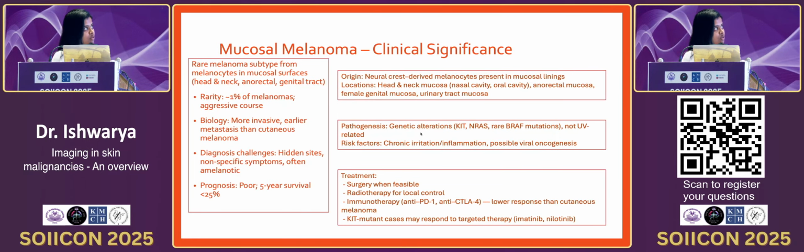So these are the mucosal melanomas. The significance is that it's a very rare melanoma, just 1% of melanomas, and they have a very aggressive course, and because of the aggressive course, they have a very poor prognosis, with a 5-year survival of less than 25%. So they try to offer surgical clearance as much as possible, or radiotherapy, because they don't respond very well to immunotherapy like the skin component. And these are not caused by sun damage, they are caused by chronic irritation and viral oncogenesis.